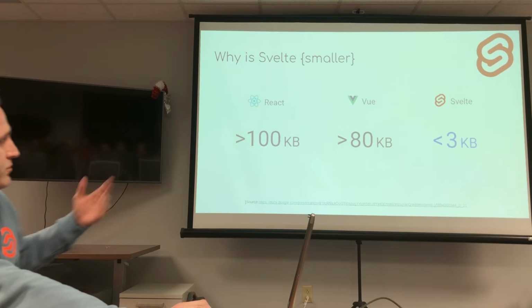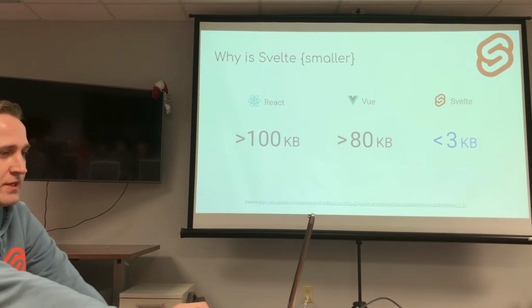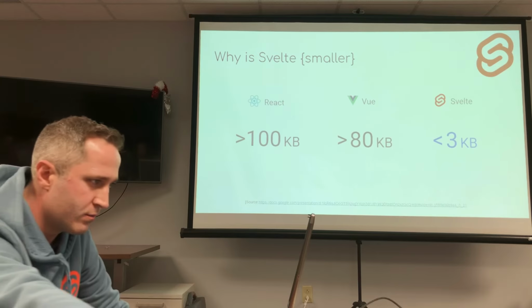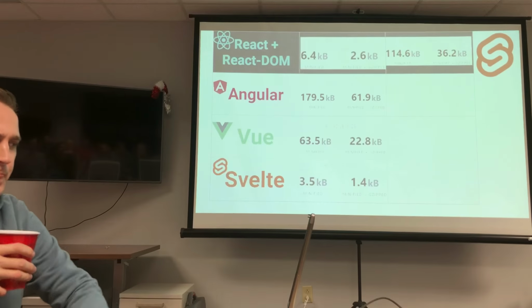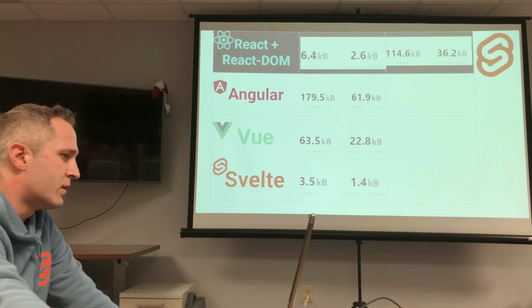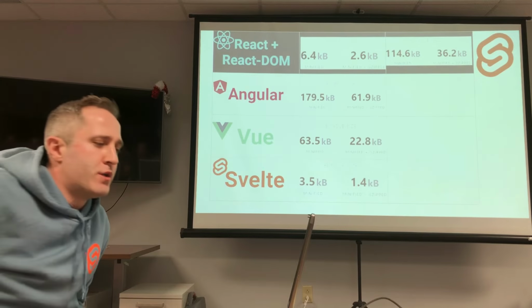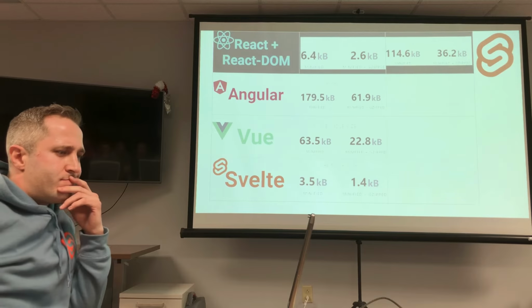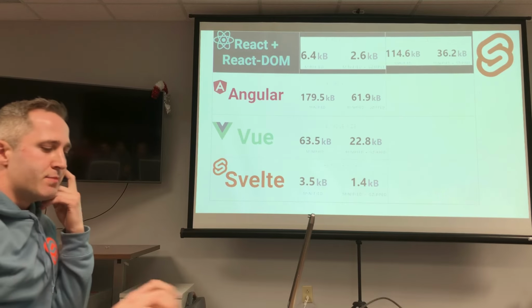Here's another similar sort of graphic speaking to the size of it and what's needed. This one's from a place called Bundlephobia. And Bundlephobia basically just helps you understand performance costs, how big these bundles are.